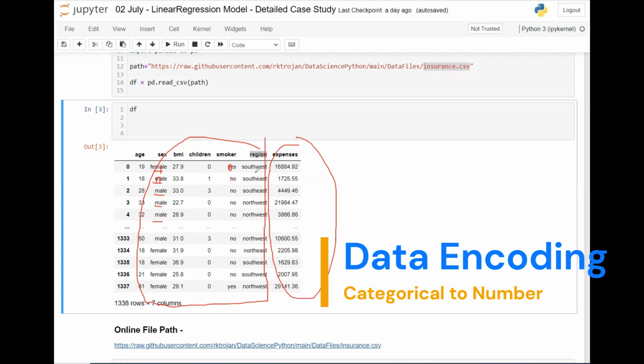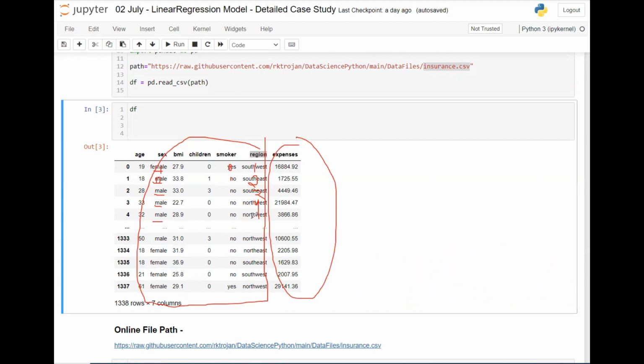We have regions. Now regions can be multiple regions: southwest, southeast, northwest. So you cannot convert it into just 0, 1. Rather, it will be 1, 2, 3, 4, like that. That's how we will be doing it. That is one thing in part of pre-processing.